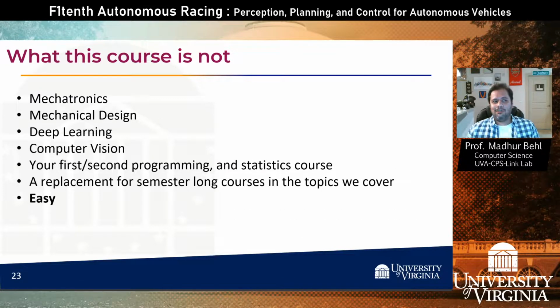I often think it also helps to say what this course is not, right? So I've told you what this might be about, but this list is about what this course is not going to be about. So this is not a mechatronics class, especially this semester, because there is no physical car. We are using an online simulator. This is not a substitution for a computer vision or a deep learning class, because we will touch the surface of these just in the context of where they are useful in our AV pipeline, but we won't go deep into deep learning.